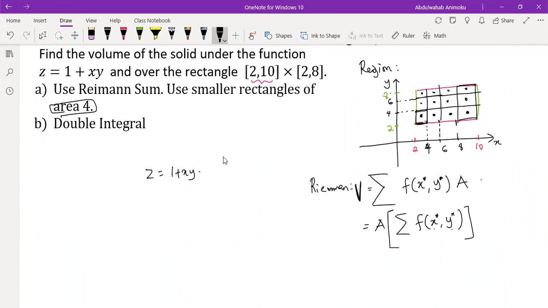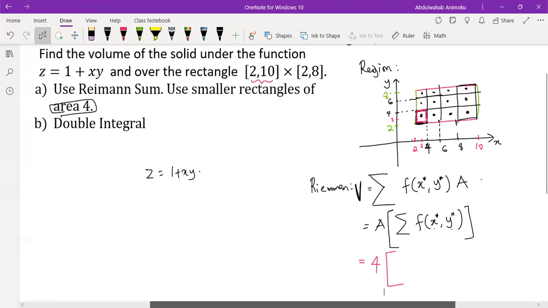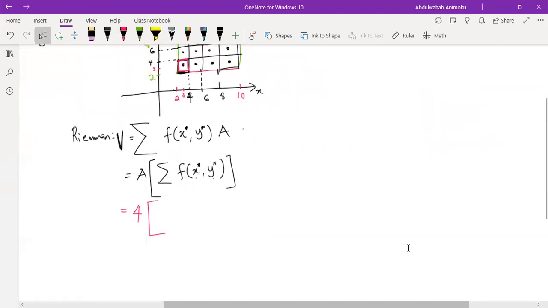So for this first rectangle, let me just show you with a different color. What would this point be? This point would be midway through, which is 3, and the midway through here is also 3. So that will give us (3, 3). The area is 4. We got that. Now we are going to go on figuring out the sum of these functions at those points.